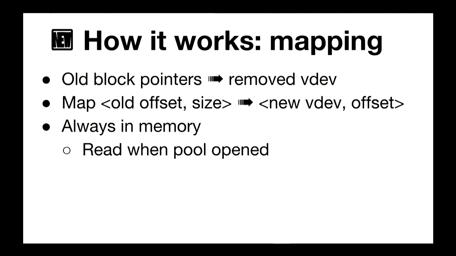Okay, cool. So this is pretty straightforward. All that we've got to do is go read all the allocated regions, allocate new space for them on other drives, and then store this mapping from the old locations to the new locations. And we keep that mapping always in memory, so that whenever you do a read from the removed device, which we now call an indirect device because it has to indirect through this table, we look in this mapping in memory, and it tells us where the new location is. And we always read that in when the pool opens.